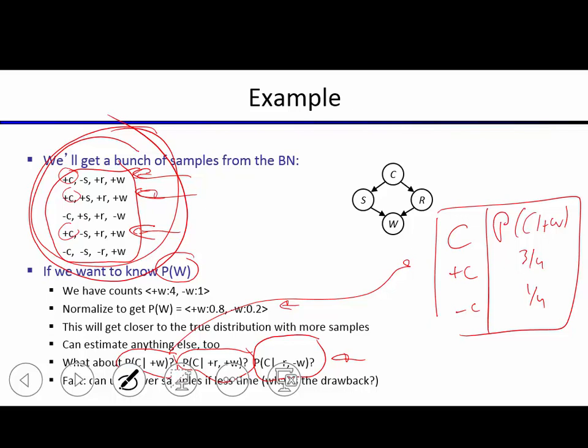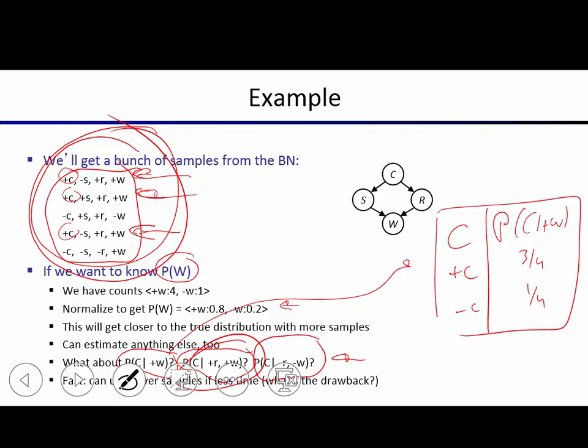And whenever we tried to answer a query, one thing that happened is, if we're interested in the query for C given plus R plus W, the only samples that matter are the samples where we have plus r and plus w. Other samples don't contribute to how we answer this query. So in some sense, those other samples were useless if we knew this was going to be our query.